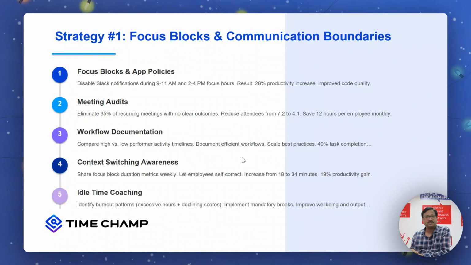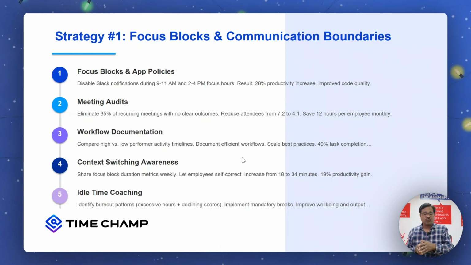The results? Any guesses? Productivity scores during focus blocks increased 28% within 3 weeks. More importantly, code commit quality improved and bug rates dropped because developers were actually finishing their thought process instead of constantly switching contexts.